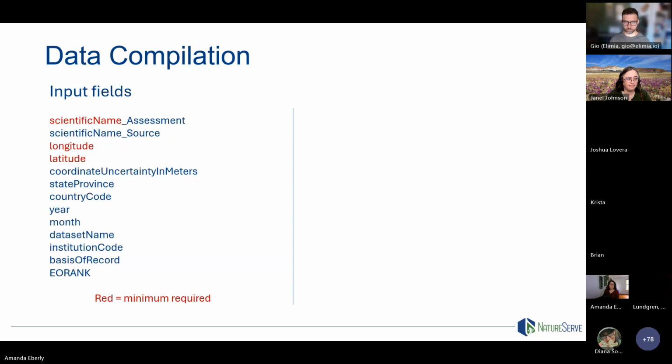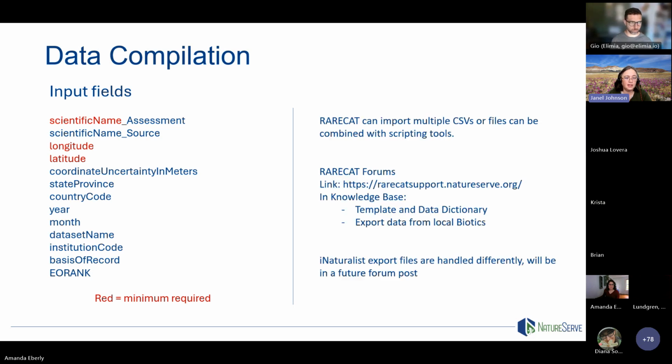Next. When preparing CSVs for upload, you can use a RARECAT download as a template or find a template in the forum knowledge base. The 3 fields in red are the minimum required fields, and the other fields that are listed here are used for the data filters.